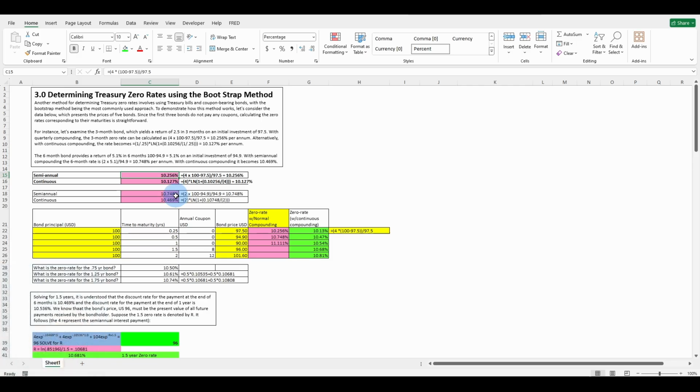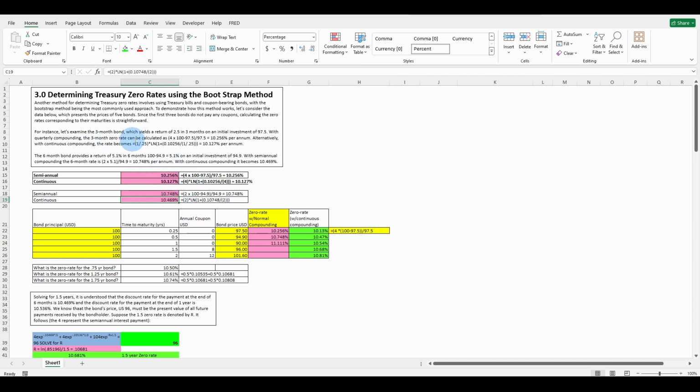Again, we're going to use the tools that are available. We're not going to try to brute force this, and don't do it. Why? Because it's a waste of time. Use the tool. So here we have 4 times (100 minus 97.5) divided by 97.5 equals 10.256. Then we have continuous, which is 4 times the natural log of 1 plus 10.256 percent, divided by 4, equals 10.127. Here we have this 10.748 semi-annual, and 10.469 continuous.